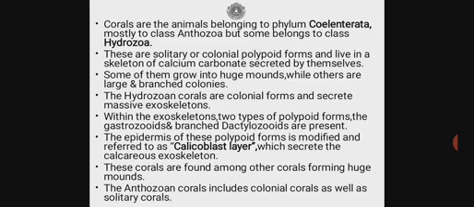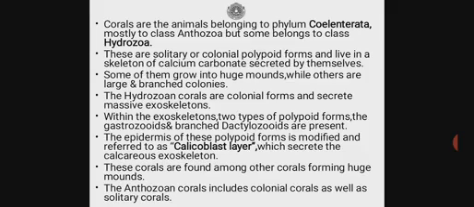The hydrozoan corals are colonial forms and secrete massive exoskeletons, and within the exoskeletons, two types of polypoid forms, the gasterozoids and branched dactylozoids, are present. The epidermis of these polypoid forms is modified and referred to as the calicoblast layer, which secretes the calcareous exoskeleton. These corals are found among other corals forming huge mounds.